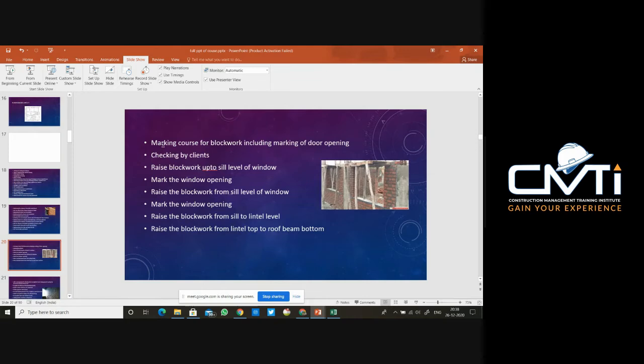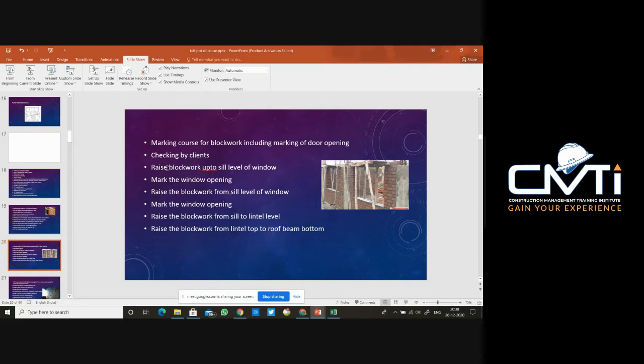And then we have to do the marking course, which means after that we have to mark the door openings. These are marked before the block work is done. So we have to mark these. Then after marking the location for the doors, we have to get it checked by the client.